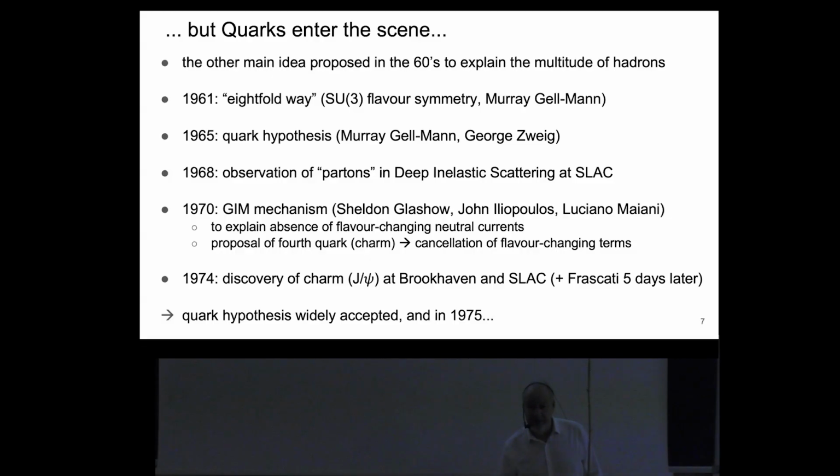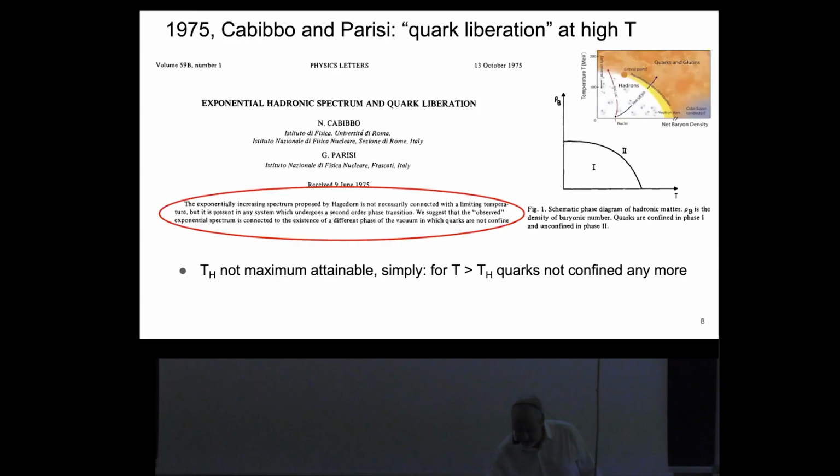At that point, the quark hypothesis was widely accepted, and in 1975, then, there was this famous paper that Enzo was referring to, the Cabibbo-Parisi paper, and the idea essentially is very well explained in the abstract, which is very small, but I will read it for you. The exponential increasing spectrum proposed by Hagedorn is not necessarily connected with the limiting temperature, but it is present in any system which undergoes a second-order phase transition.